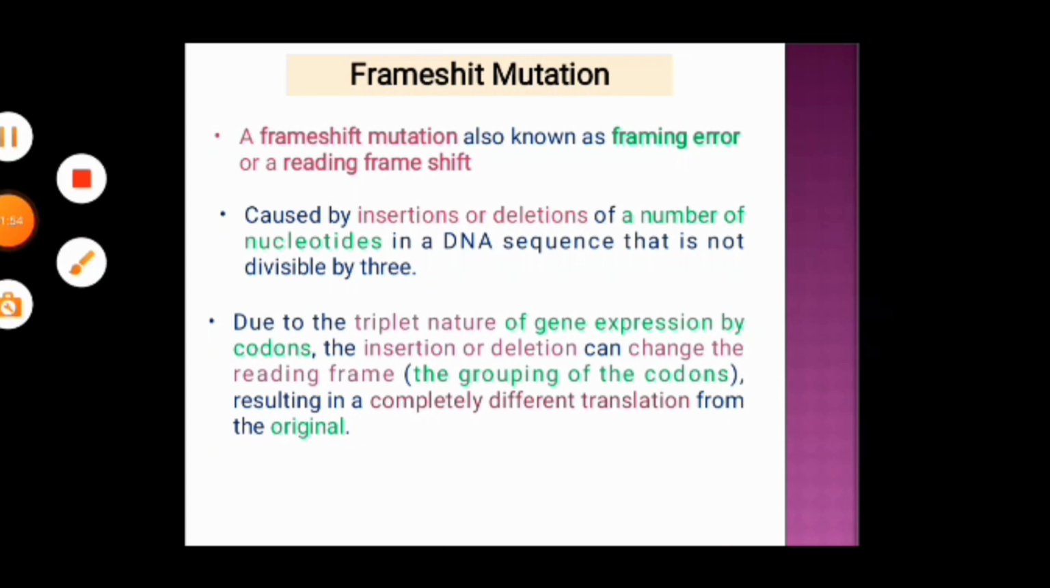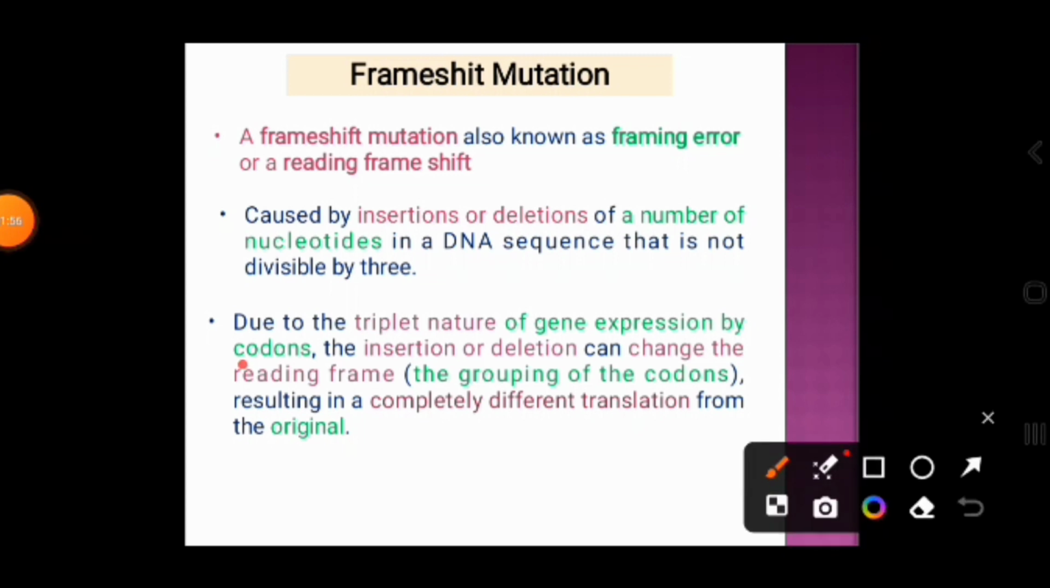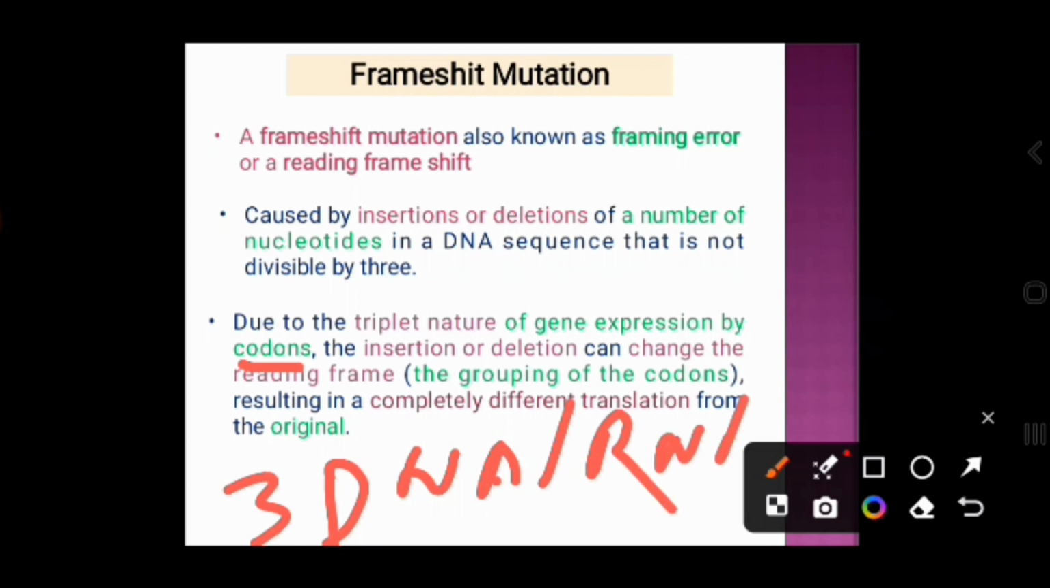Now, what is a codon? A codon is the sequence of 3 DNA or RNA nucleotides that corresponds with a specific amino acid or stop signal during protein synthesis. So this codon is a sequence of 3 DNA or RNA nucleotides.